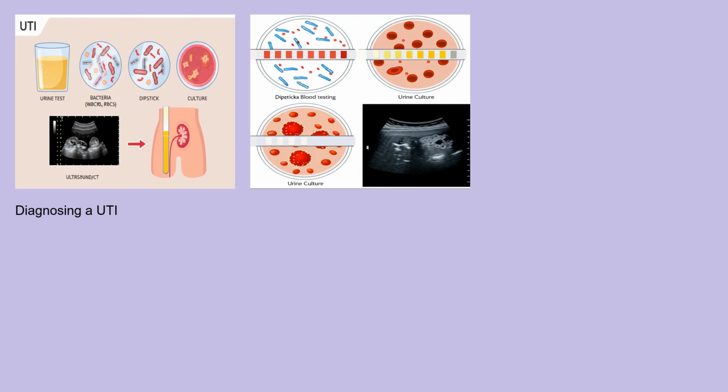Diagnosing a UTI typically involves a urine test to detect the presence of bacteria, white blood cells, and red blood cells. A urine dipstick test can provide quick preliminary results, while a urine culture is performed to identify the specific type of bacteria causing the infection and determine its susceptibility to antibiotics. In some cases, imaging studies, such as ultrasound or CT scan, may be necessary to evaluate the kidneys and urinary tract, particularly if pyelonephritis is suspected or if there are recurrent UTIs.